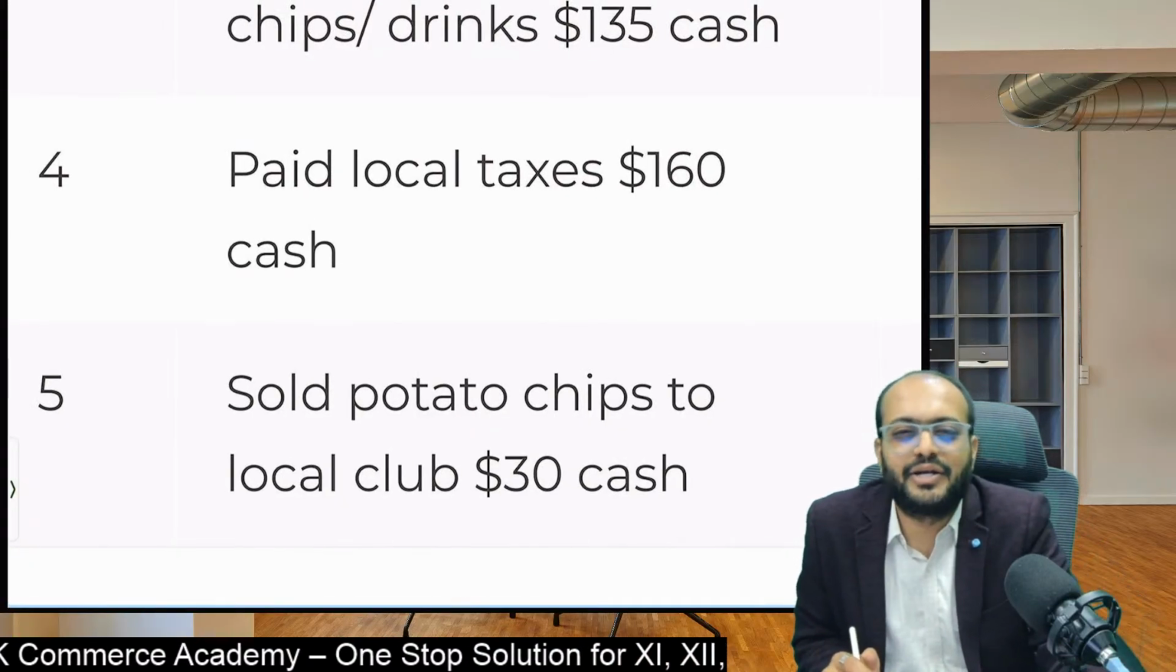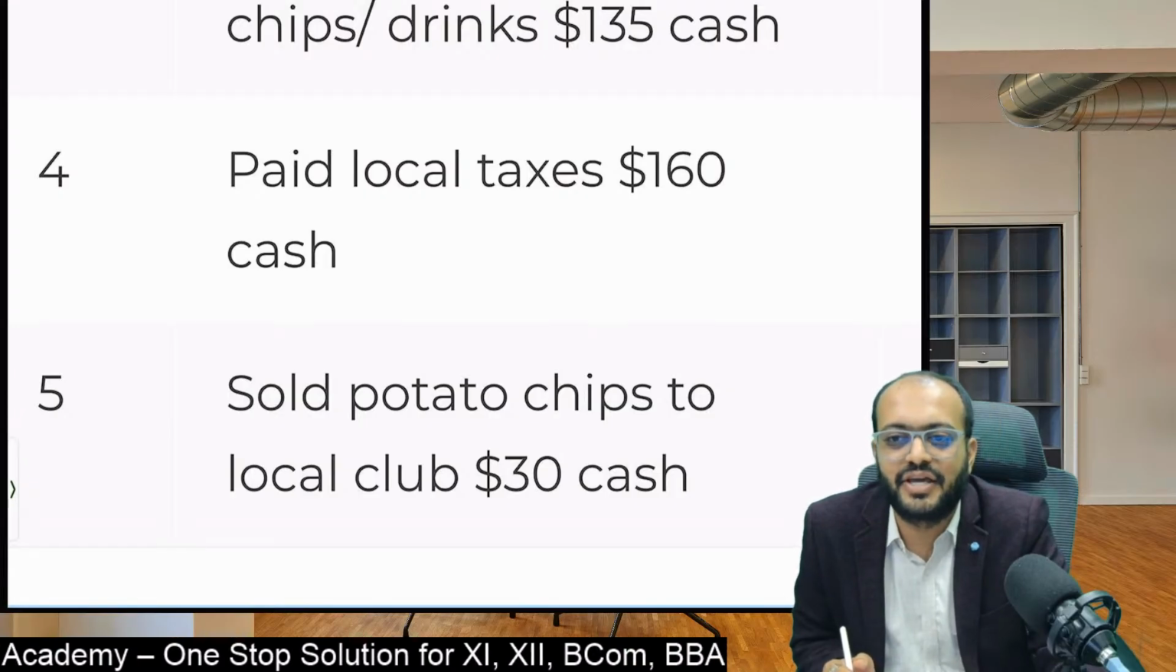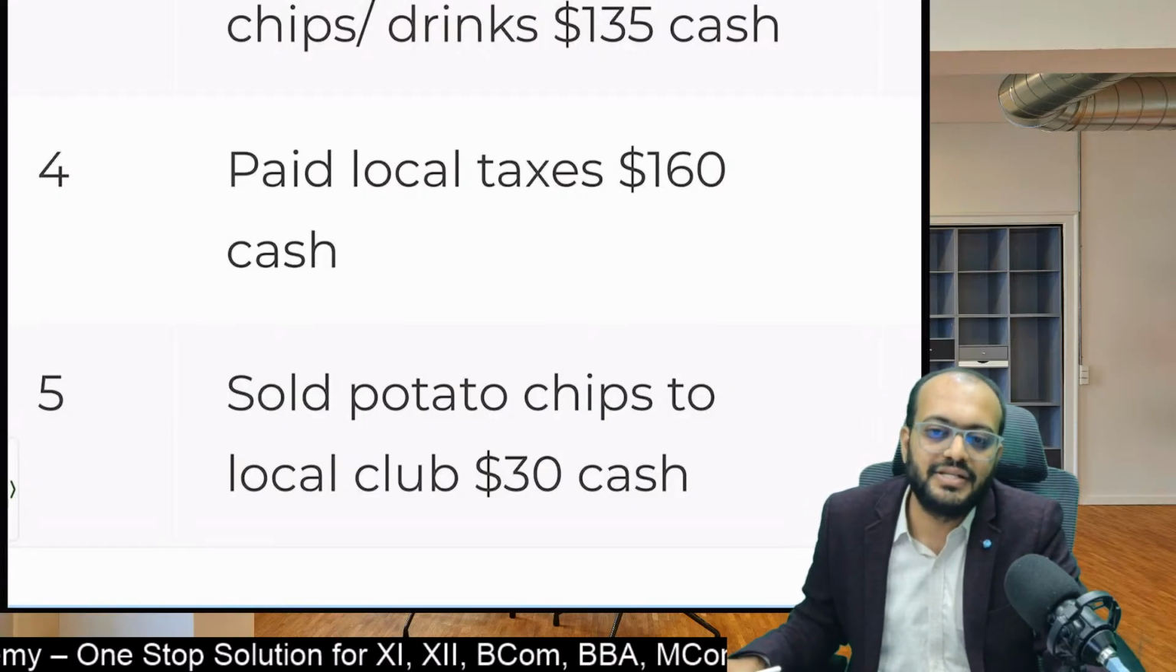Okay. Next, last, sold potato chips to local club, $30 cash. Students, again, potato chips, drinks, everything is a part of goods. We have to imagine sometimes, students, it is not necessary that they will give everything in detail. Suppose we have a grocery shop, they are not going to give you the list of the items which they deal. You have to use common sense also, which goods are available in a super shopping, or in a grocery shop, or in a clothes shop. So it depends on case to case, they'll just give the name.